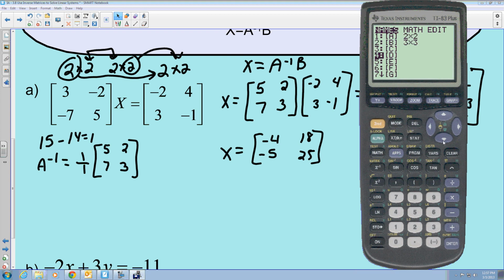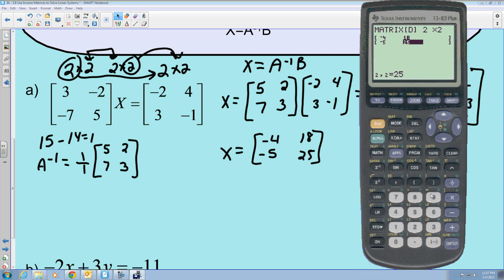Let's do B. Oops, clear that. I need to edit B. So this one's another 2 by 2. And my matrix D is actually, I'm going to put in the values that I got for X. So I'm going to go -4, enter, 18, enter, -5, enter, 25.